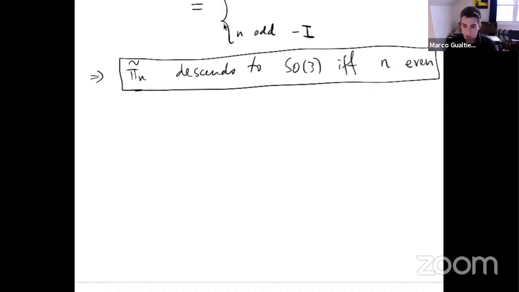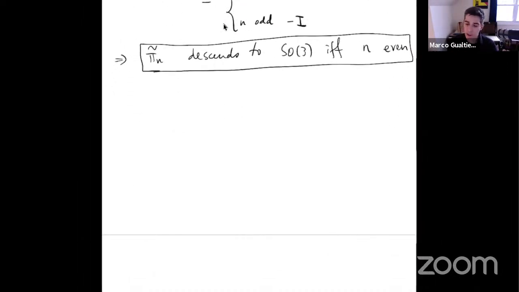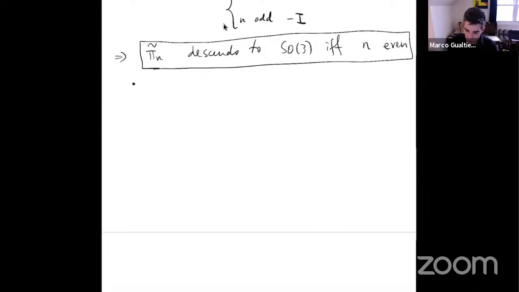This is a really important observation, and so it means that this is n equals 0, this is n equals 1, this is n equals 2, and so on, n equals 3. These are the irreducible representations of SU2, and it's these that descend.